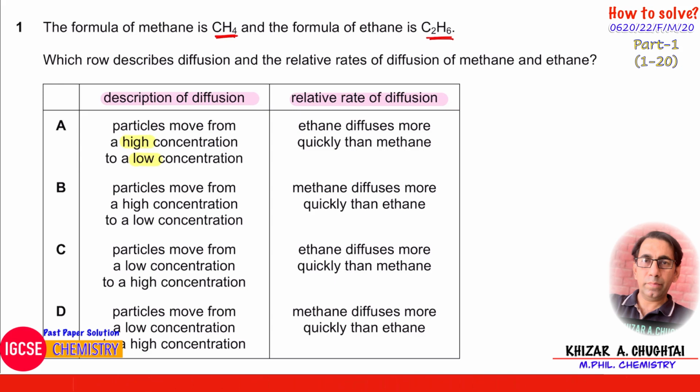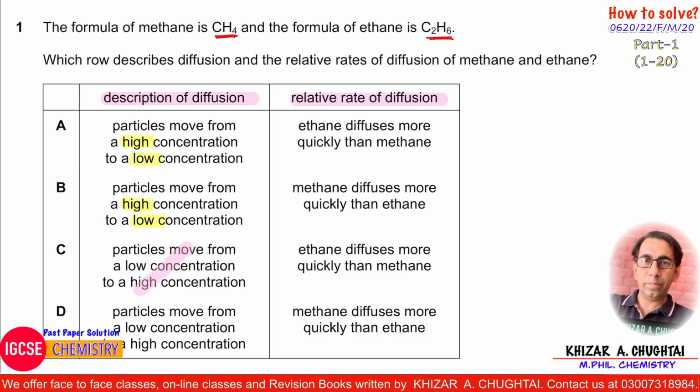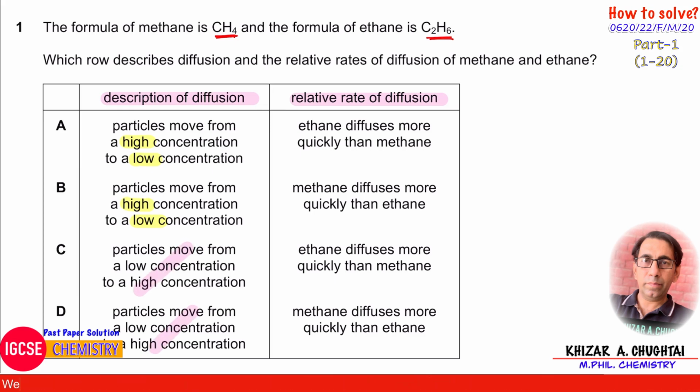Coming to B, that has the same option in the first column, movement from high concentration to low concentration region. And the next one has particles moving from low to high. No, it's wrong. And again, it is also low to high. Again, it's wrong. So either A or B could be the correct option. Now come to the second column. In this case, you can see which one has the higher rate of diffusion.